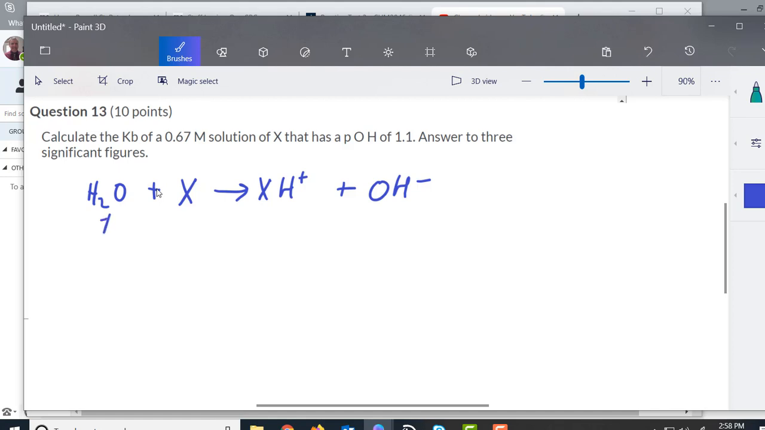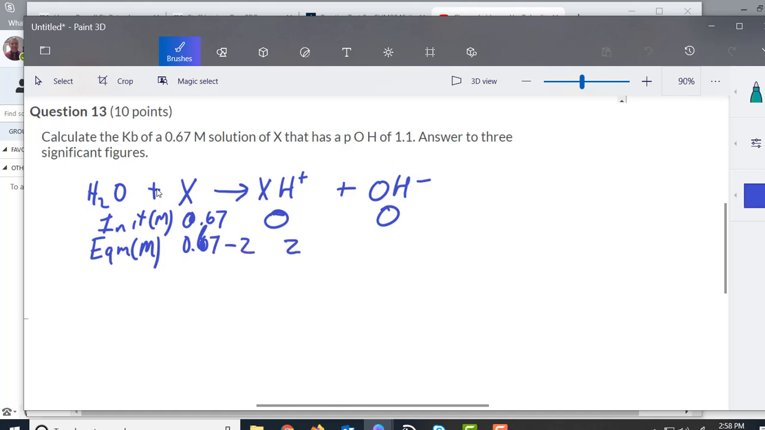So let's see, initial is going to be 0.67. This is going to be 0. That's going to be 0. Equilibrium, 0.67 minus Z, and Z, and Z.